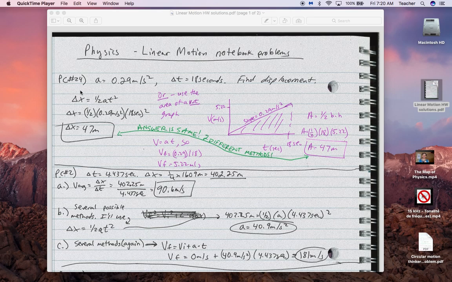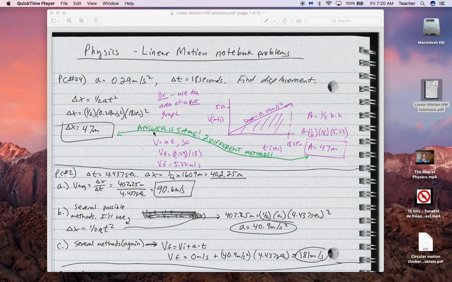So for PTC 24, what you've got is a boat, and someone who can't swim ashore. I forget who the other one was. On a boat, and it's accelerating due to the wind at 0.29 meters per second squared for 18 seconds. I want to find the displacement. So there's a couple ways you could do that. You could simply use this formula, which I believe is the third of our kinematics formulas, although I think I numbered it number 4. Or we could use the area of the velocity time graph.